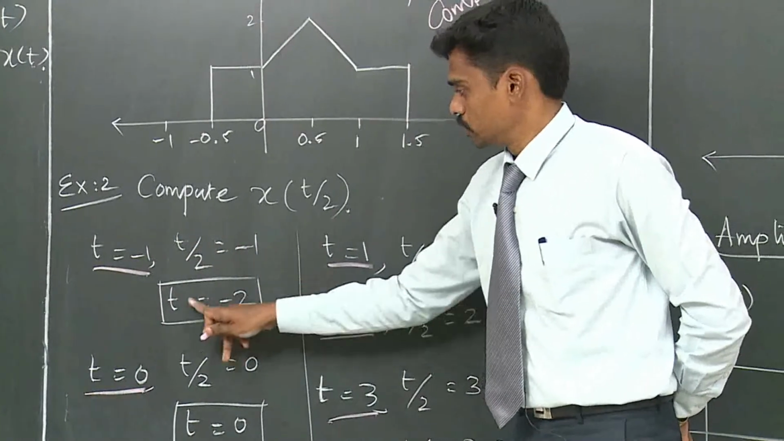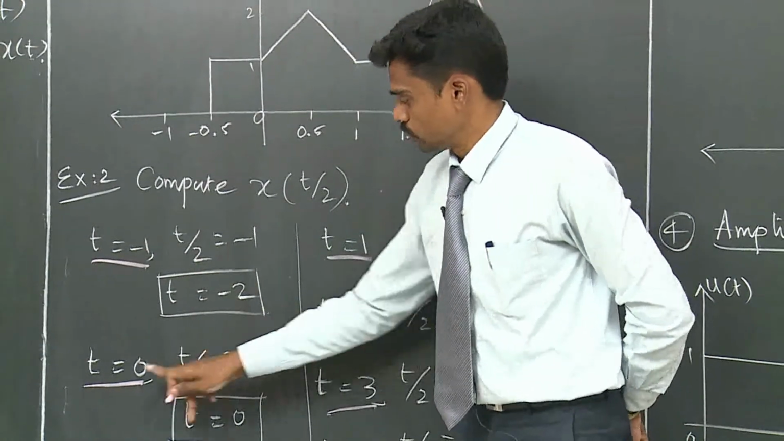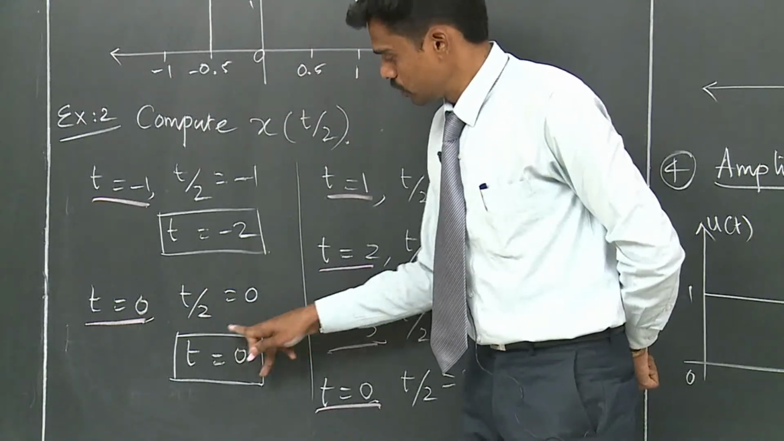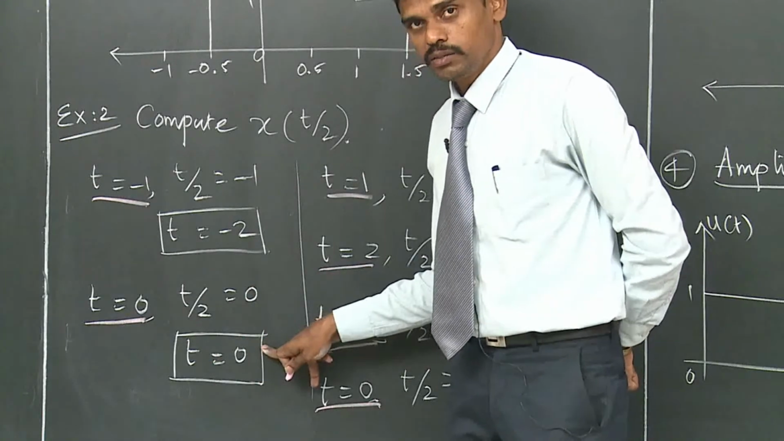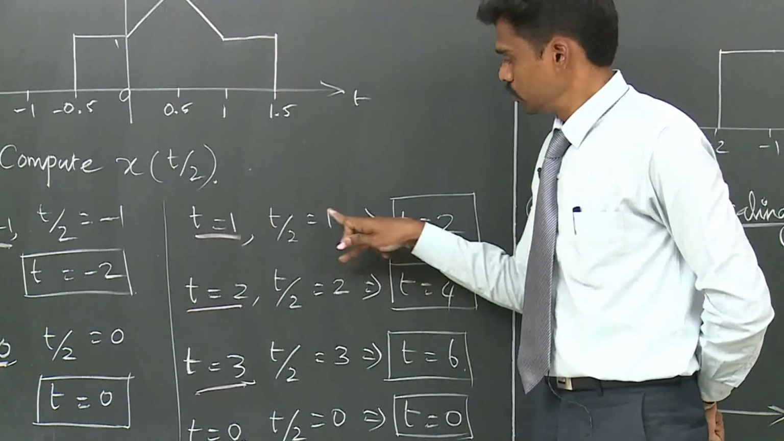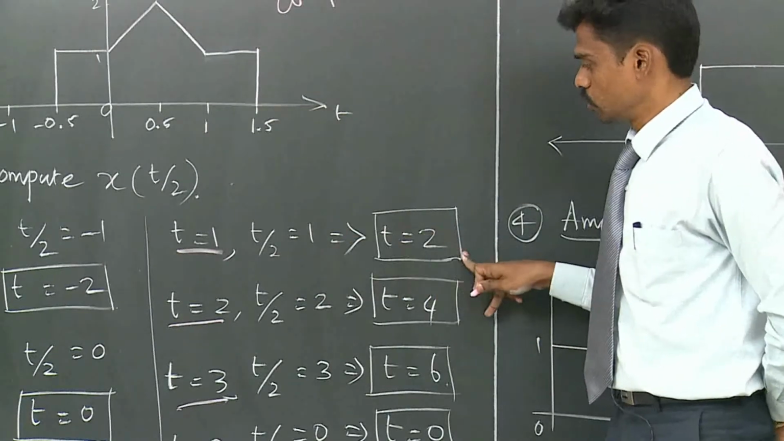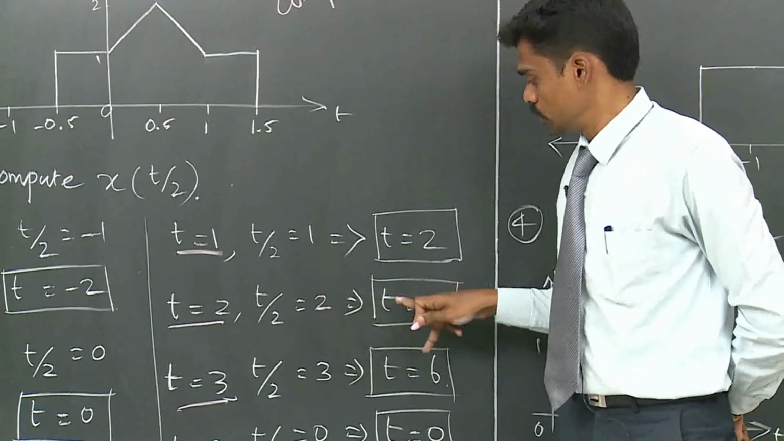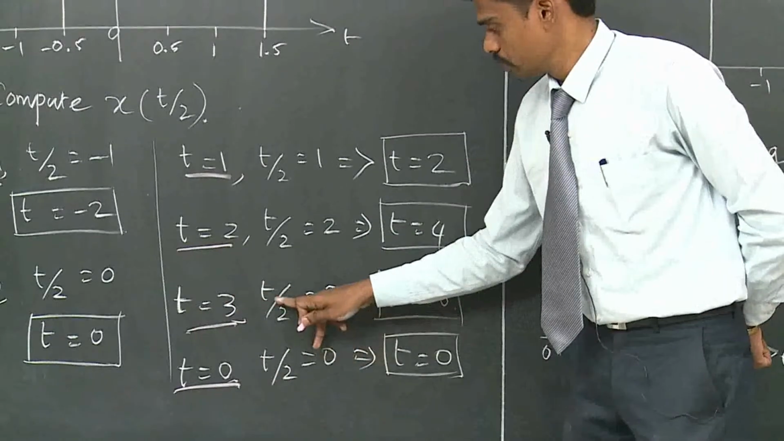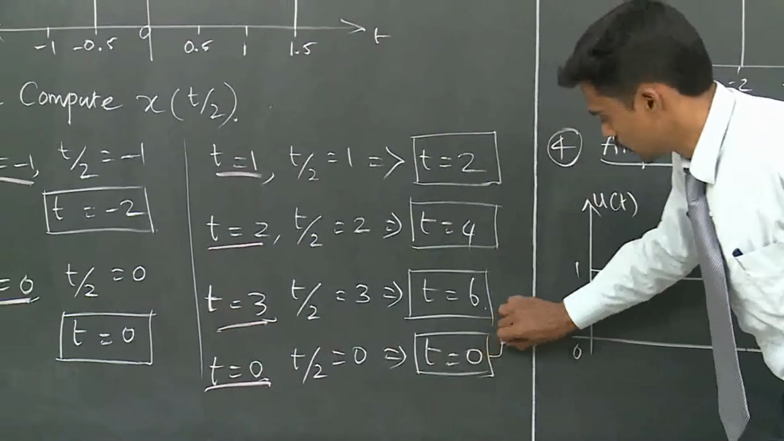t by 2 is equal to -1, cross multiply, t is equal to -2. So -1 is shifted to -2. t by 2 is equal to 0, cross multiply, t is equal to 0, the same position. t by 2 is equal to 1, cross multiply, t is equal to 2. t by 2 is equal to 2, t is equal to 4. t by 2 is equal to 3, t is equal to 6. So this is already done.